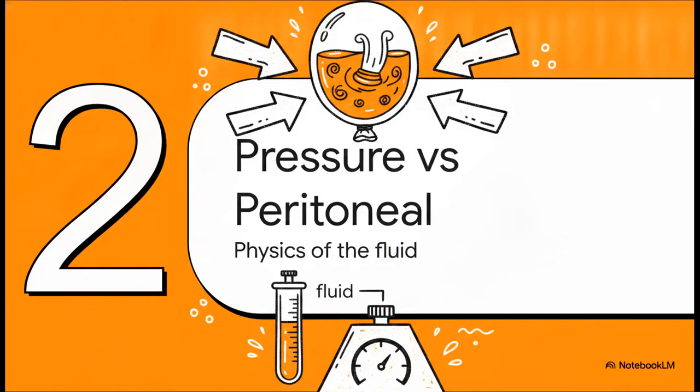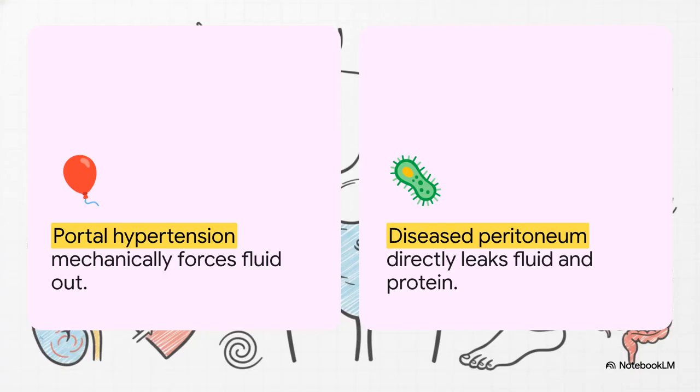Section 2. Pressure versus peritoneal disease. The physics of the crime scene. Normally, fluid moves back and forth between blood vessels and the peritoneal cavity based on a really delicate balance of pressures. And this fundamental branch point is where the entire pathophysiology splits.